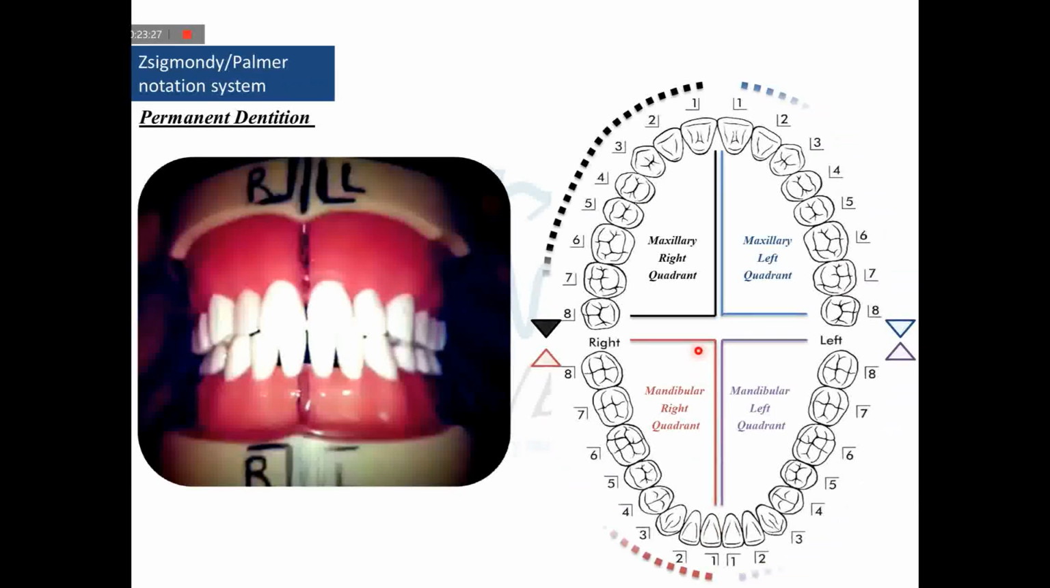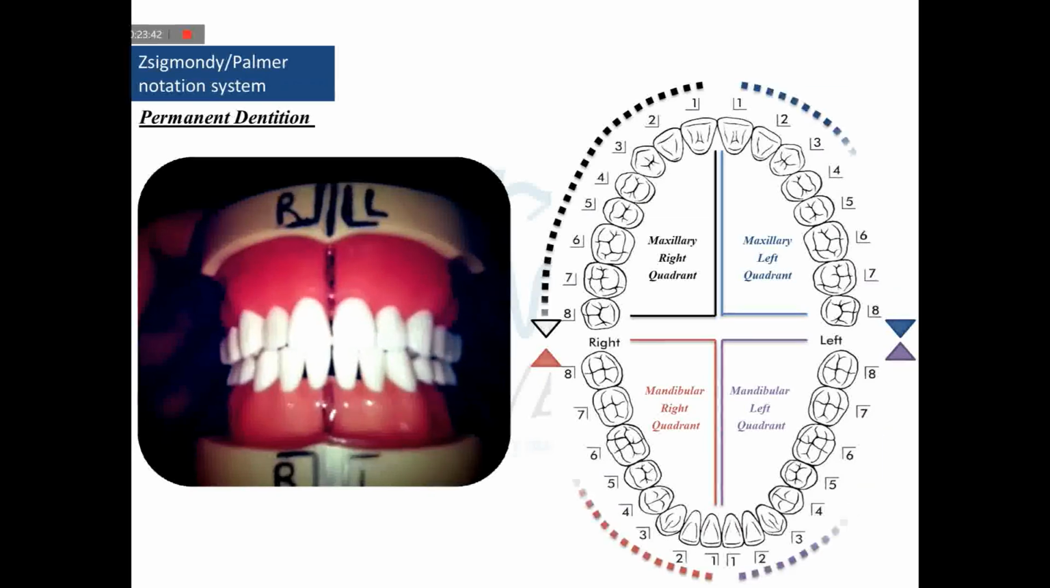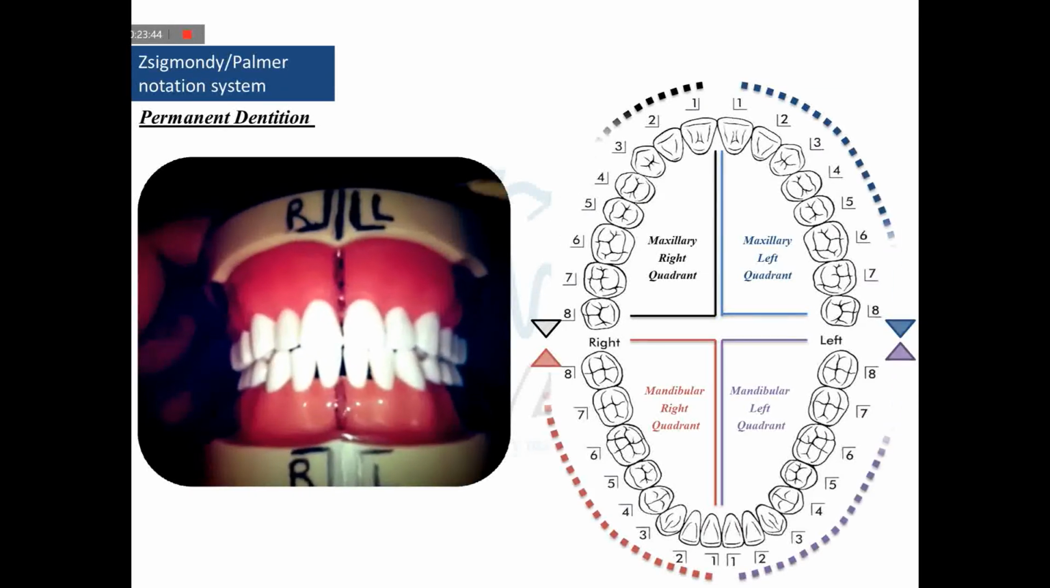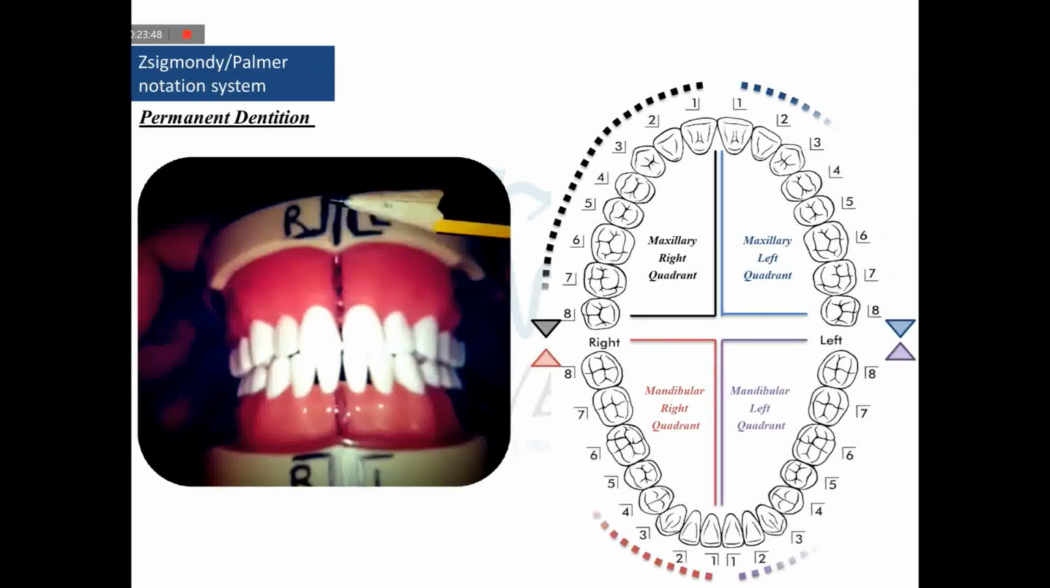It will be the same way we will count the maxillary left teeth in a similar way after making that specific shape, and we will give them the numbers from 1 to 8. Now let's see in this video demonstration how we are numbering all of the teeth on the model.